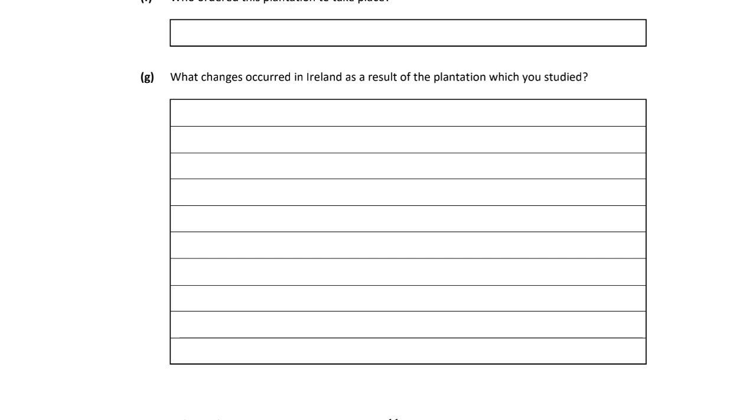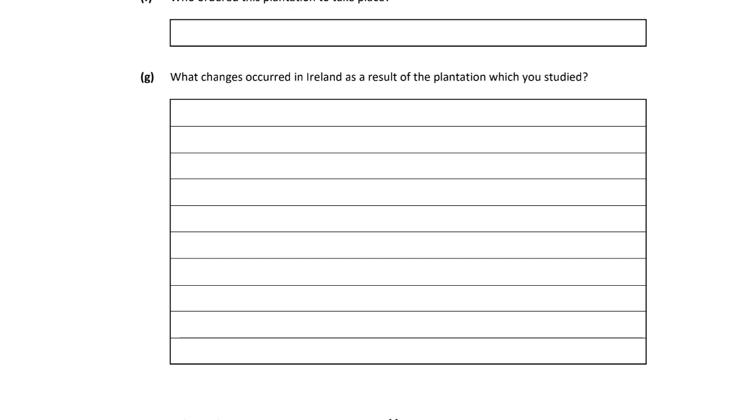We must be able to explain the changes that occurred in Ireland because of the plantations, because as you can see, it has come up. This question would have been worth about 15 marks. So you need to make at least five good quality points here. Name and explain 5 points to be guaranteed full marks. So what are these things?